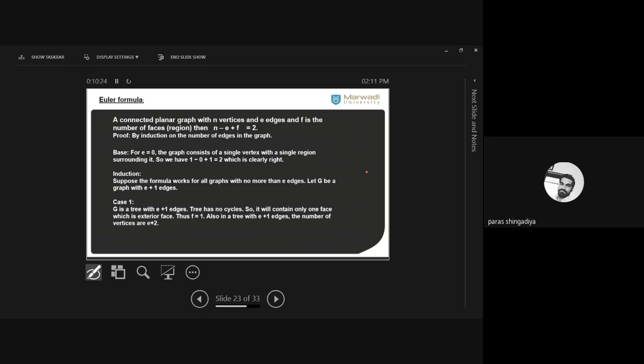A tree has how many edges? E plus 1. E plus 1 is one of the quantity. A tree with E plus 1 edges. So a tree has no cycle, as we know the definition of a tree. It is a connected graph without any cycle. In a tree there is no cycle, okay?